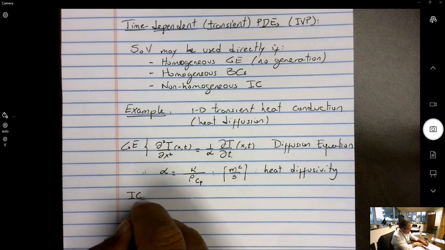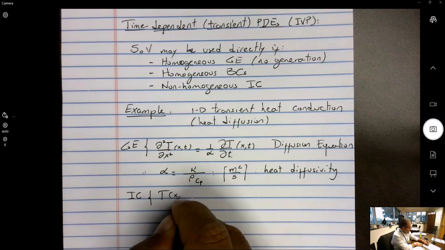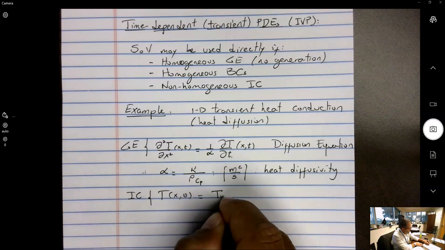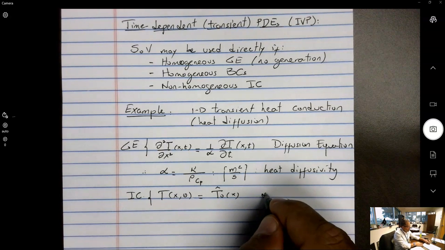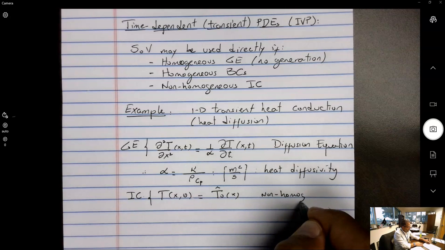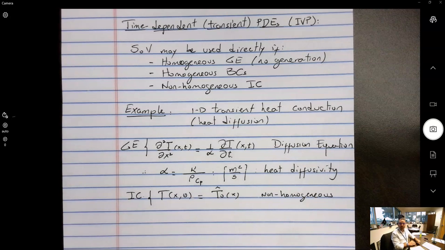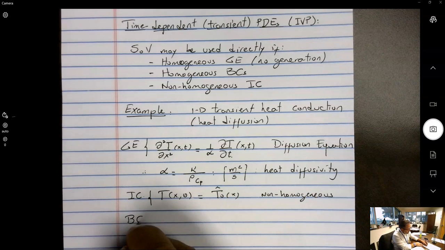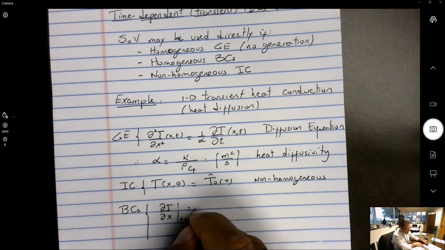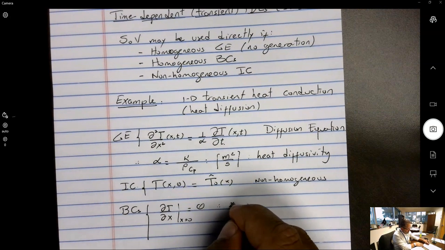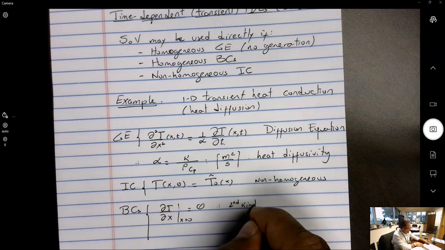Now we are going to establish that the initial condition at time equals 0 is some T0, which could be a function of x. So at time equals 0, we have some non-homogeneous temperature distribution, which can also be a function of position. And let's say that for this particular case, the boundary conditions go as follows. At x equals 0, we have dT/dx equal to 0. So you can see this is second kind. It is homogeneous.